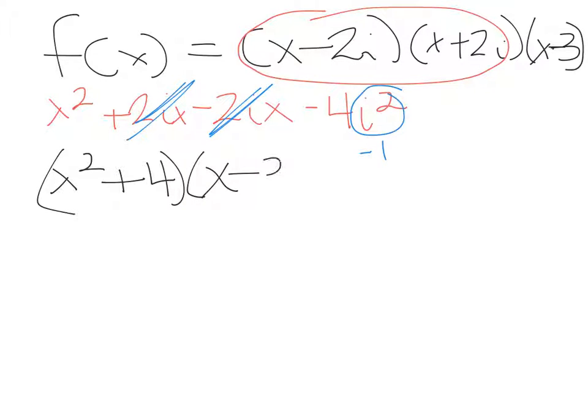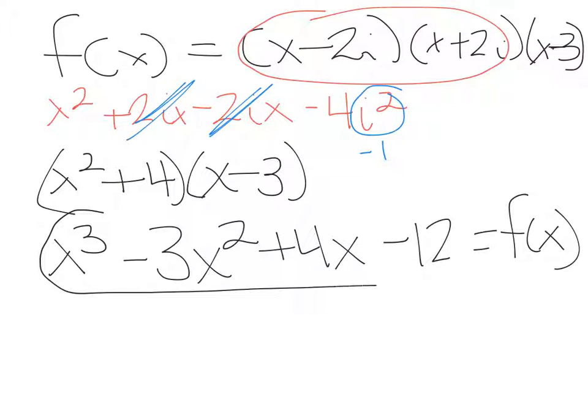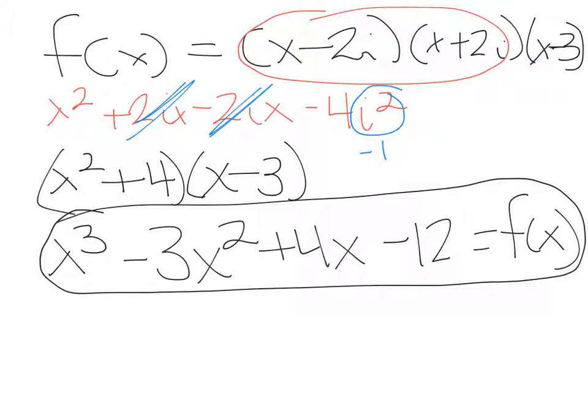And then I still have my x minus 3 that I have to multiply by. And I'm just going to FOIL these together. X squared times x is x cubed. X squared times negative 3 is negative 3x squared. 4 times x is positive 4x. And then 4 times negative 3 is negative 12 equals f of x. And it says to write it in standard form. That means it's all multiplied out, and the powers are in descending order, which it is.